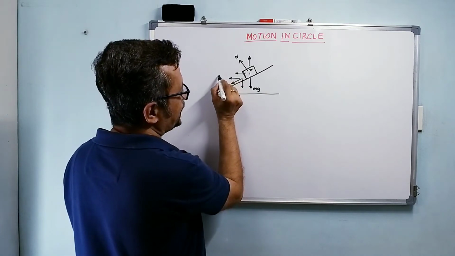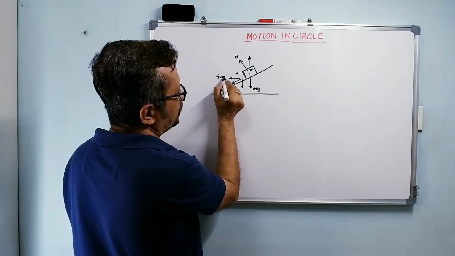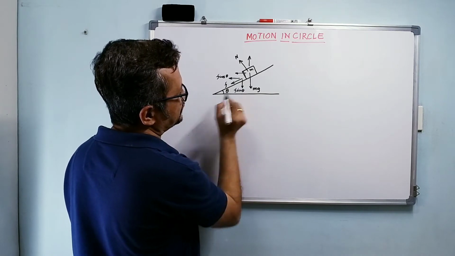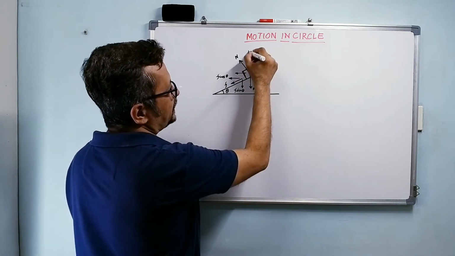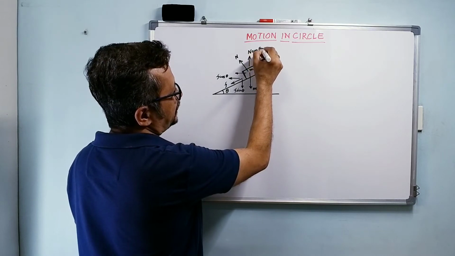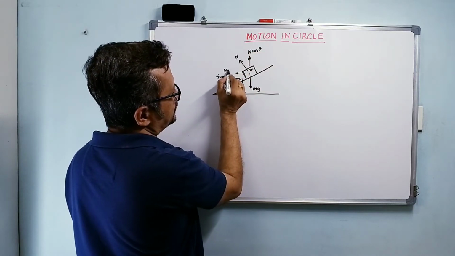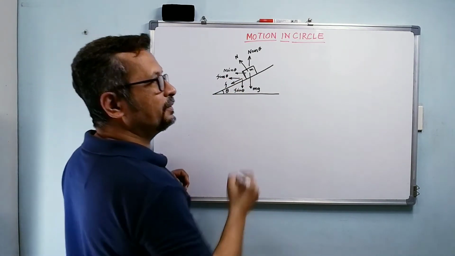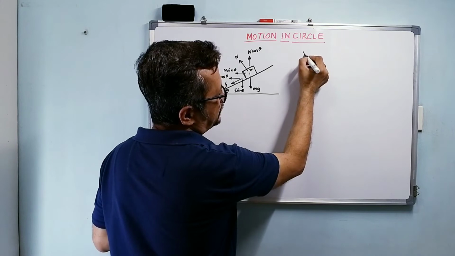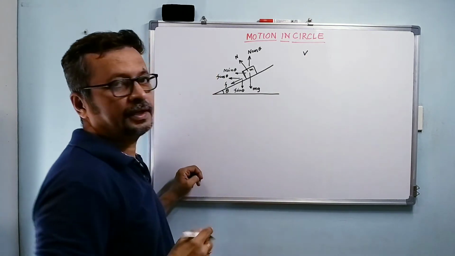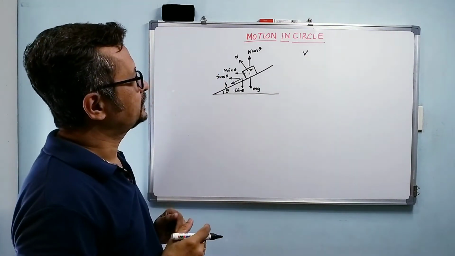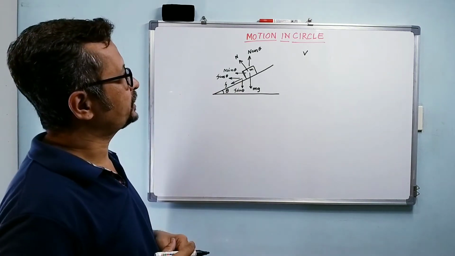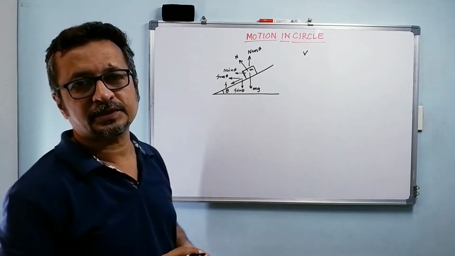So this is my F cos theta, this is F sin theta, this is N cos theta, and this is N sin theta, right? Velocity of the car is V. Angle of banking is theta. Now here, what is the force of friction? Force of friction would be equal to mu times N.